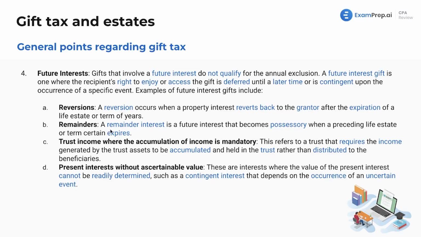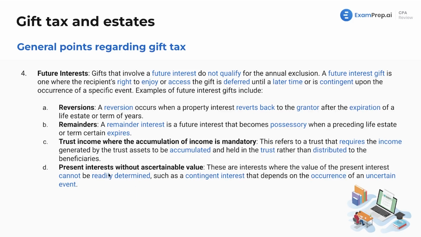We got remainders, and a remainder interest is a future interest that becomes possessory when a preceding life estate or term certain expires. We've got trust income where the accumulation of income is mandatory. Well, again, this is kind of dealing with trust. You'll see that in that lesson. This refers to a trust that requires the income generated by the trust assets to be accumulated and held in the trust rather than be distributed to the beneficiaries.